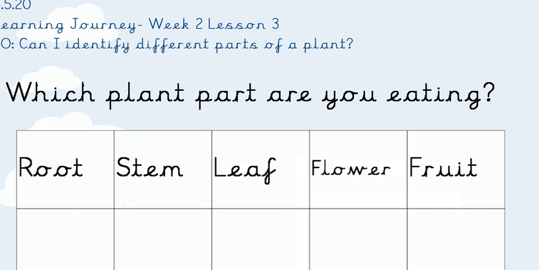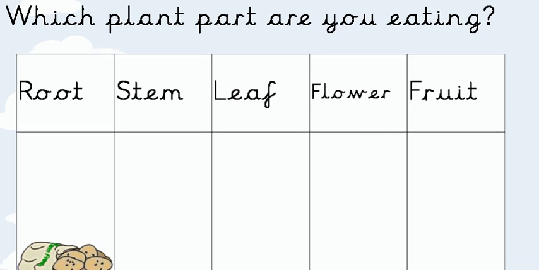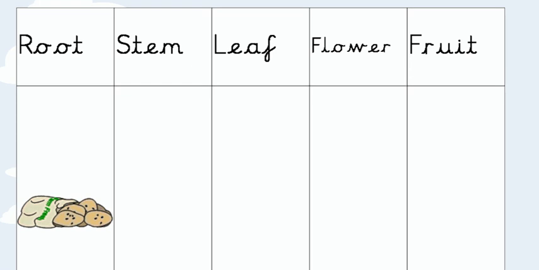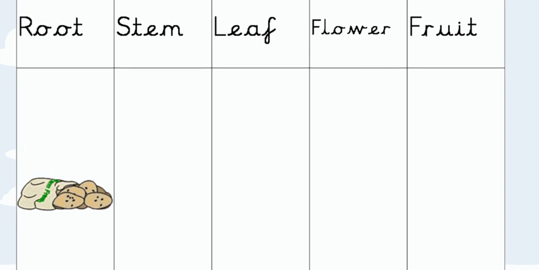All right, everybody, so our job today is to create this table. It says, which plant part are you eating? We've got some headings down here: root, stem, leaf, flower, fruit. So I've done you a favour and I've put the potatoes in already. You can see here in the roots column I've copied a photo of some potatoes, and I can label them down here, potatoes. So they are the roots of plants that we eat.